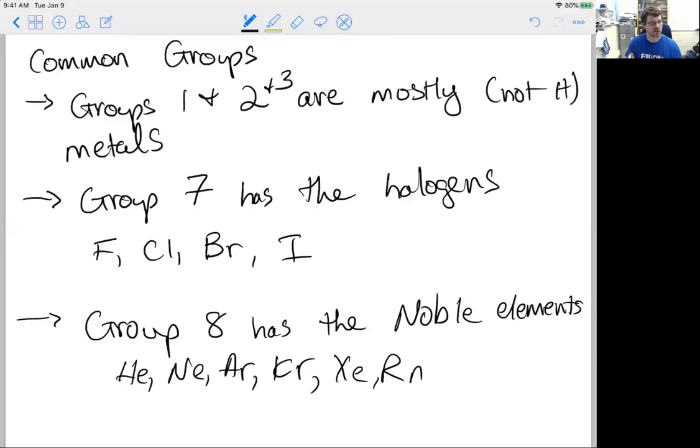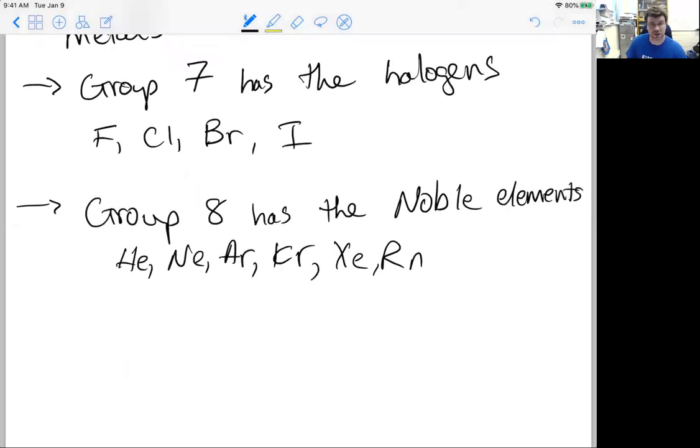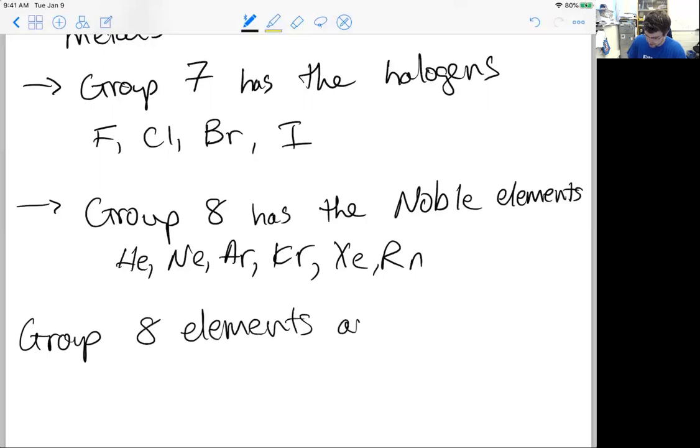Okay, 1, 2, 3, these are mostly metallic. We're not going to touch these too much except when we just need a metal around to often counter a negative charge, as it turns out. Group 7 we're going to encounter quite a bit of. These are the halogens. Certainly 4, 5, and 6 are important groups, but we don't need to mention their names too much right now. Group 8, these are the noble elements, and these are some important elements, okay? It turns out that group 8 elements are mostly unreactive.